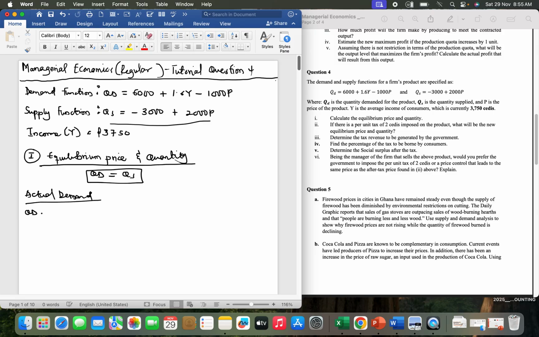So we're given the initial one, QD is equal to 6,000 plus 1.6Y minus 1000 P, where the Y, which is income, was given in the question as 3,750. So QD is equal to 6,000 plus 1.6 times 3750 minus 1000 P.